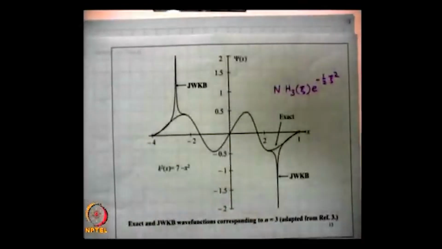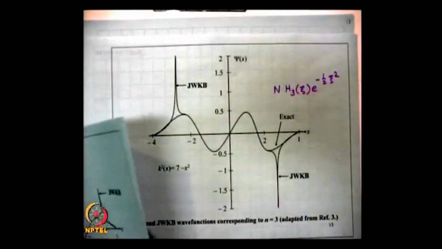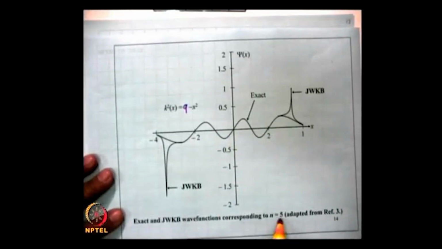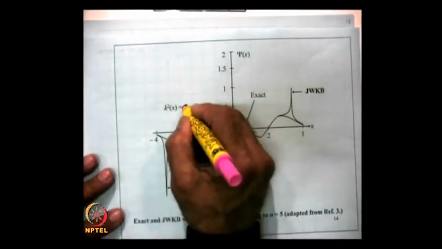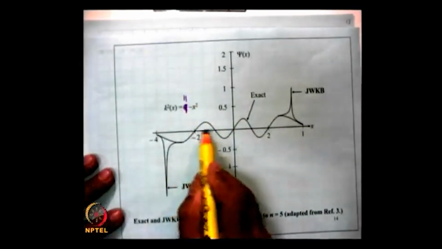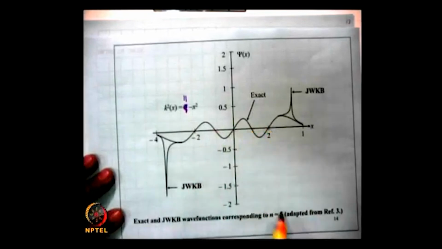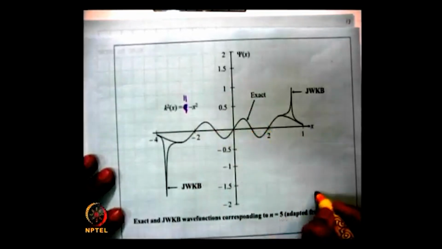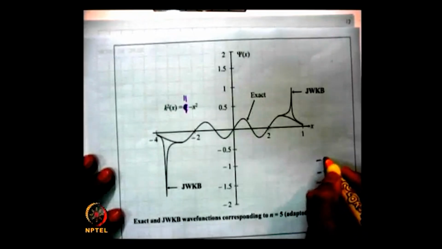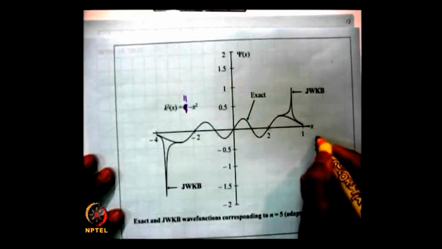So, there is another one. This is probably wrong, this is probably 9 minus xi square, and this is again for another eigenvalue, for n equal to 5. So, this is 11, lambda is equal to 11. So, it has 5 zeros, 1, 2, 3, 4, 5. This is the fifth state, 0, 1, 2, 3, 4, 5.